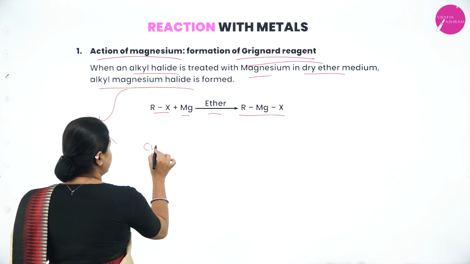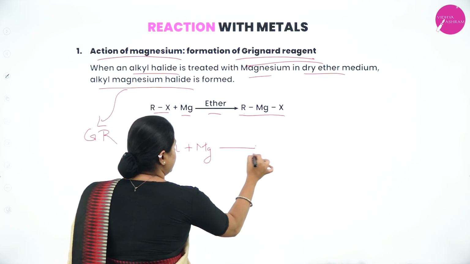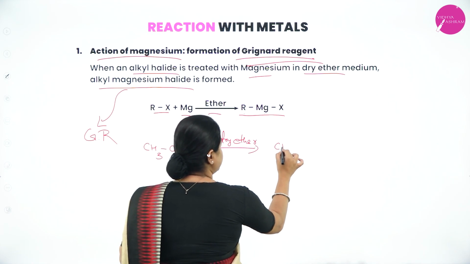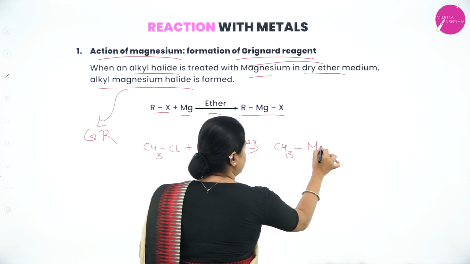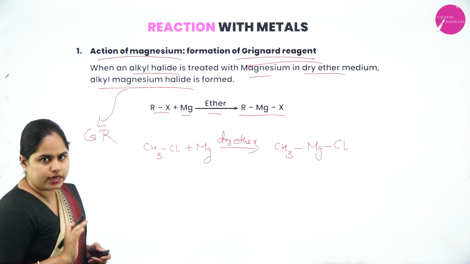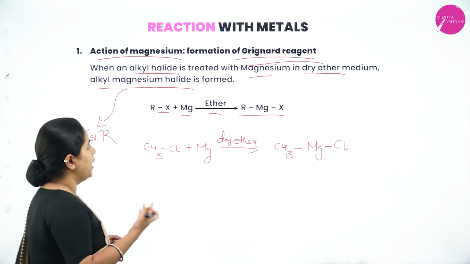For example, let's take CH3Cl in presence of magnesium, in presence of dry ether. What happens? You will get CH3MgCl. So this is one example of a Grignard reagent. This is the first one, that is reaction with magnesium.